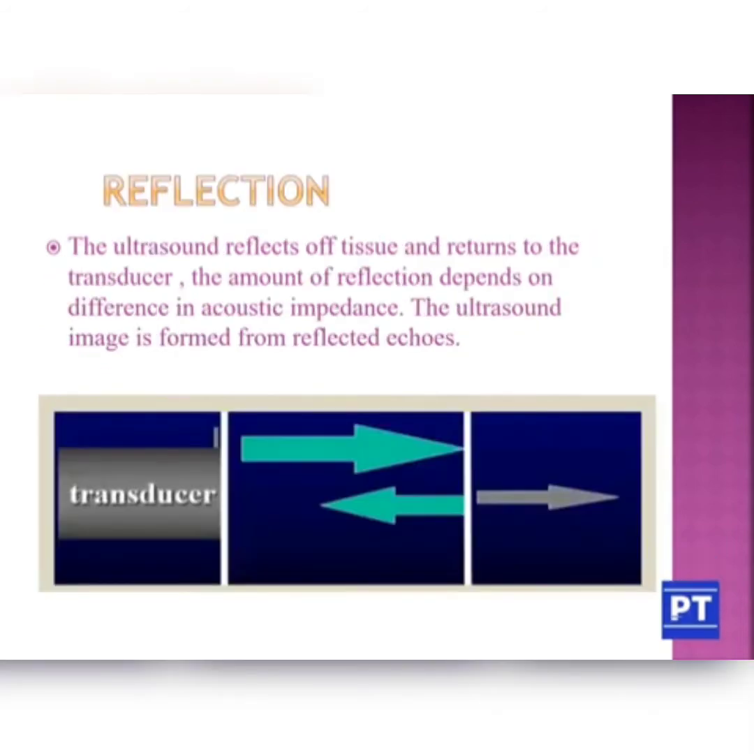As I discussed before, regarding the interactions of ultrasound with matter, again one by one we are going to discuss. First one is reflection. The ultrasound reflects off tissue and returns to the transducer. The amount of the reflection will depend on the difference in acoustic impedance, and the ultrasound image is formed from the reflected echo. These reflected echoes produce an image.